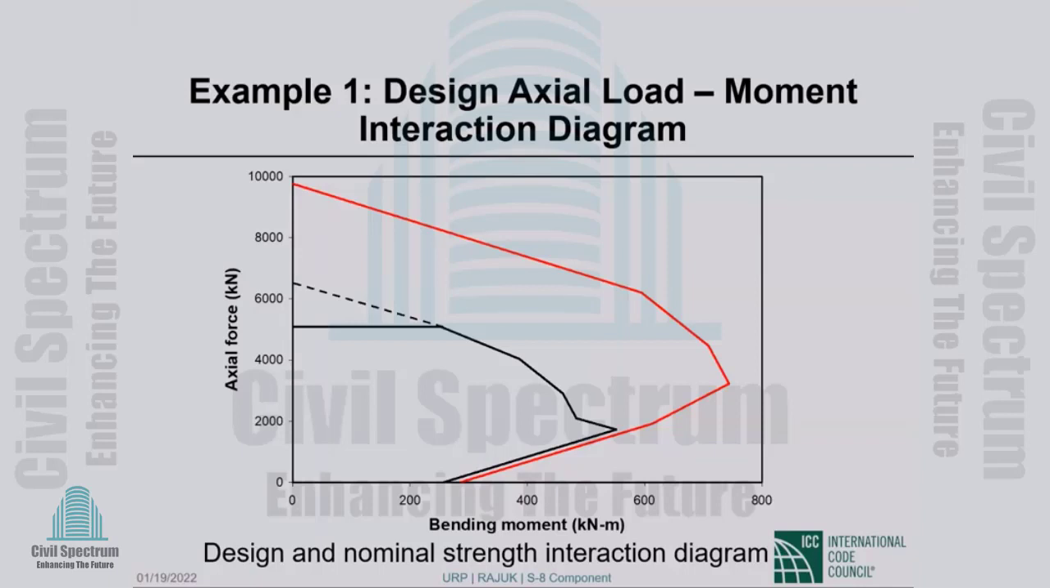Should we insert column ties inside mat pile cap of shallow foundation?